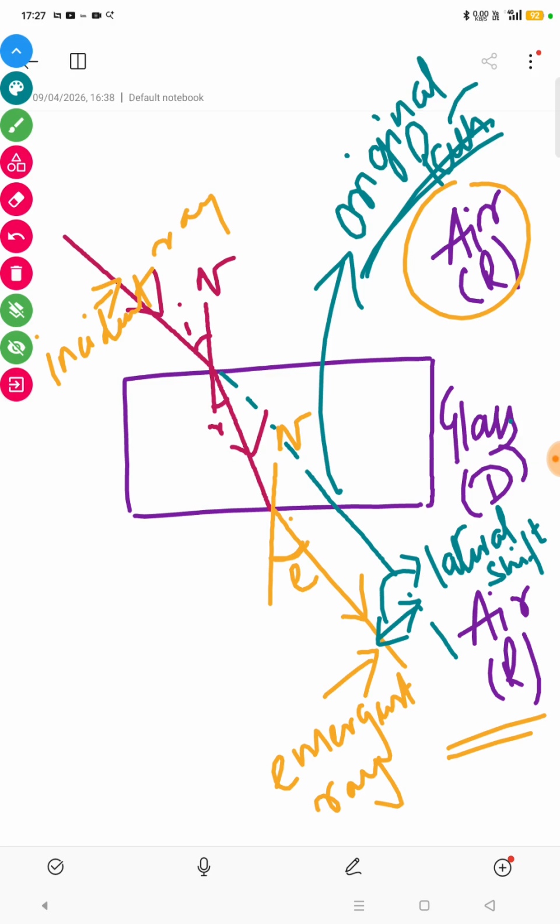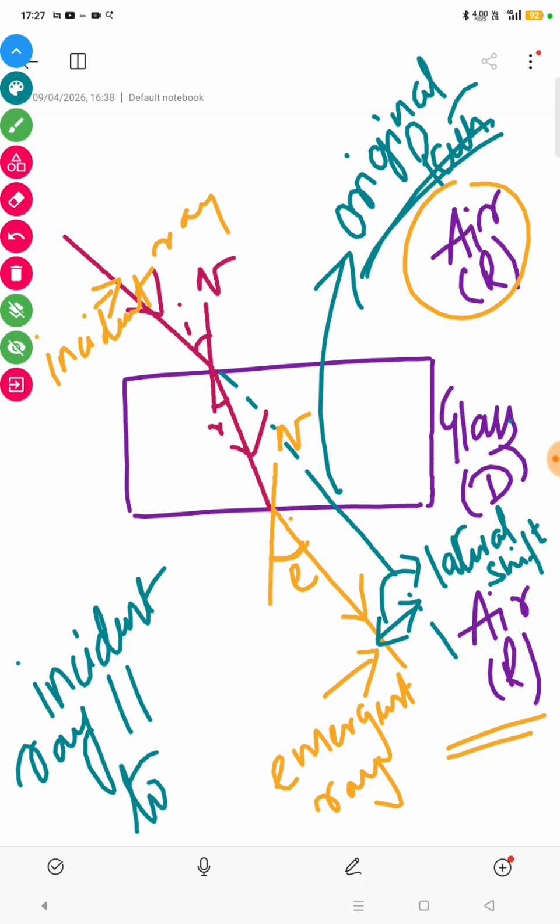The emergent ray is shifted sideways from the original incident path. The degree of the shift depends on the angle of incidence, the thickness of the slab and the refractive index of the glass, obviously. And this shifting of the incident ray from its original path is known as lateral shift. And always the angle of incidence is equal to the angle of emergence, that is, the incident ray and emergent ray are parallel.